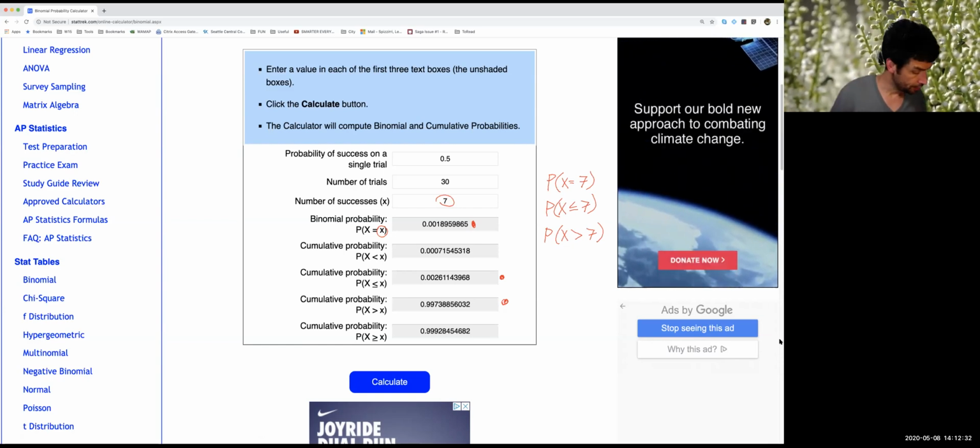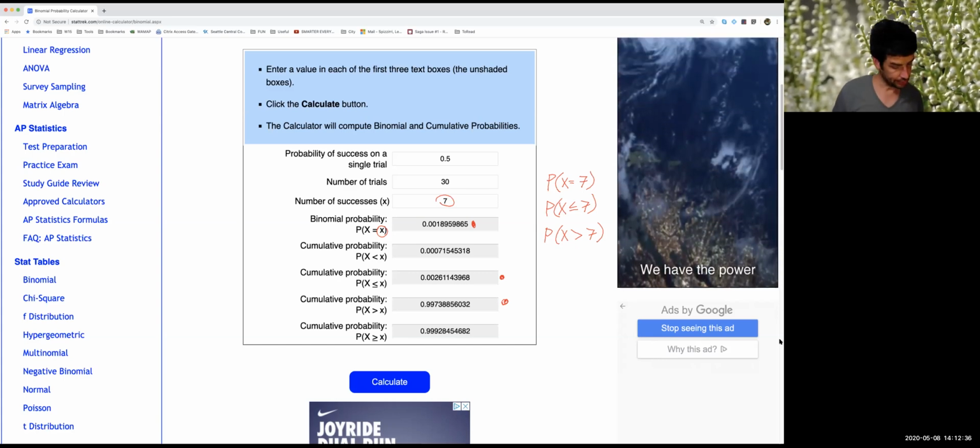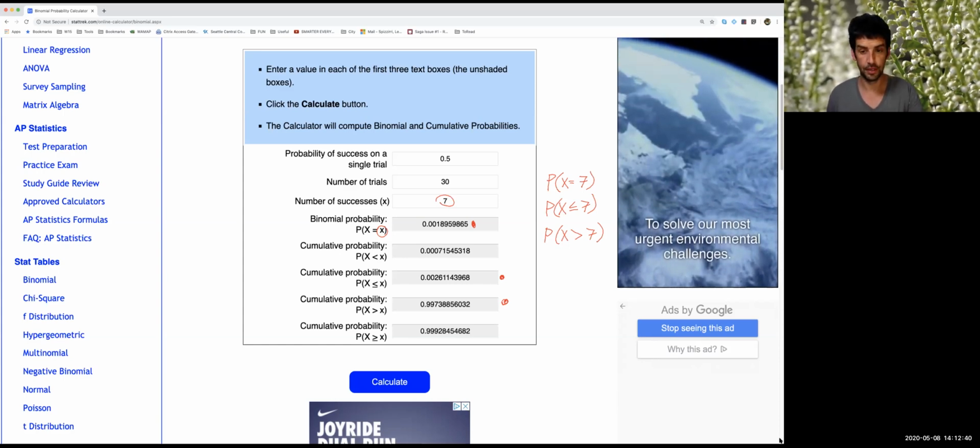Okay, so let's do one more example. Let's go back to the paper, do one more example.